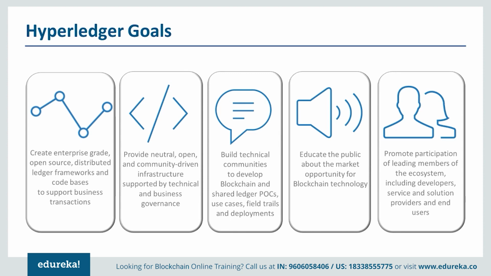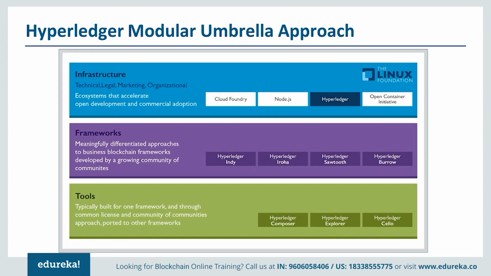Promotion, participation of leading members of the ecosystem, including developers, service and solution providers. So if your organization is a member, there are different categories of member, like gold member, platinum member. Accordingly, you will have a say in creating the new standards. If you are a standalone developer, then you will have a very limited say, although you can participate in the various development activities of new standards. These are the three categories, and it has changed a lot since the creation of this slide.